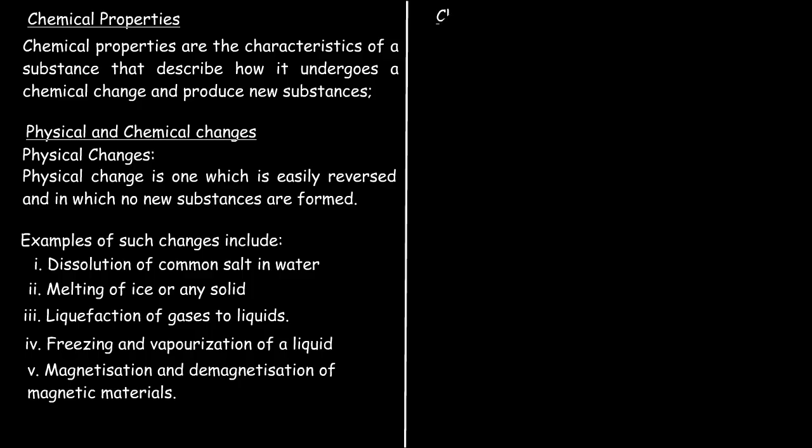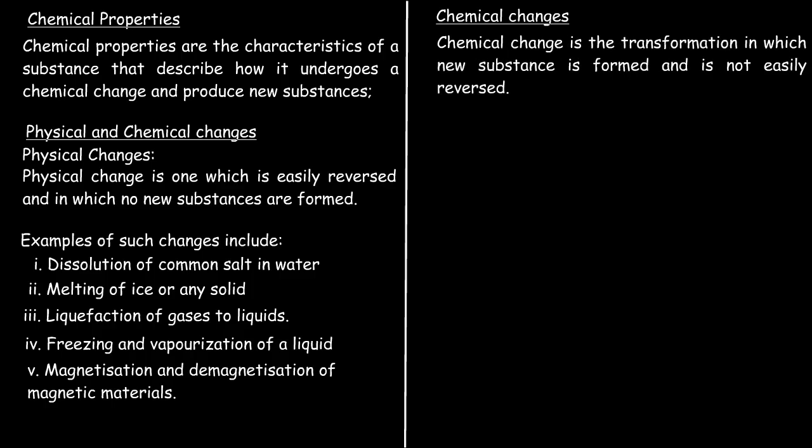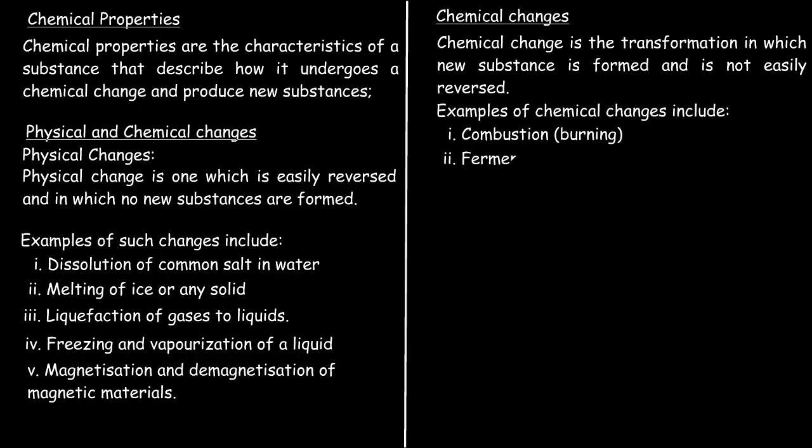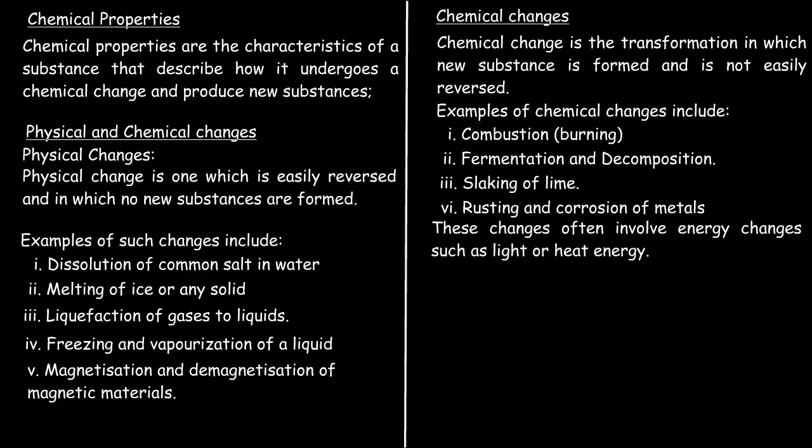While for chemical changes, a chemical change is the transformation in which a new substance is formed and is not easily reversed. Examples of chemical changes include: 1. Combustion, that is burning. 2. Fermentation and decomposition. 3. Slaking of lime. 4. Rusting and corrosion of metals. These changes often involve energy changes such as light or heat energy.